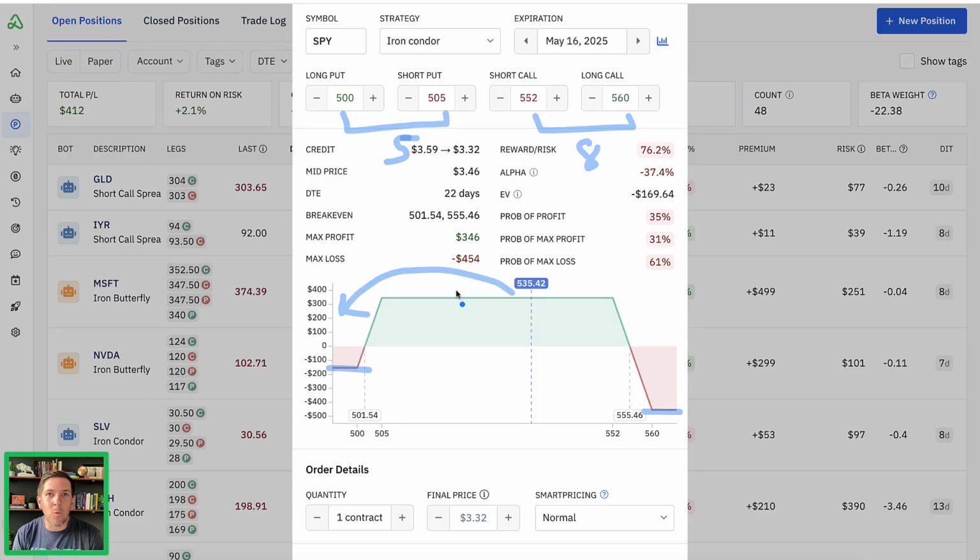This actually might work well in the environment that we're in right now, where we're recording this video, where we've had a lot of volatility. Most of that volatility is to the downside, so you might want to protect that position.